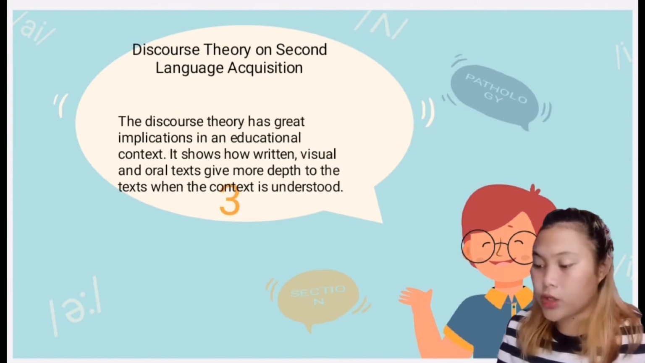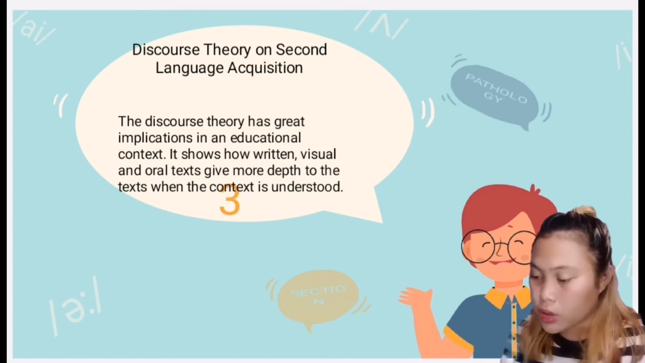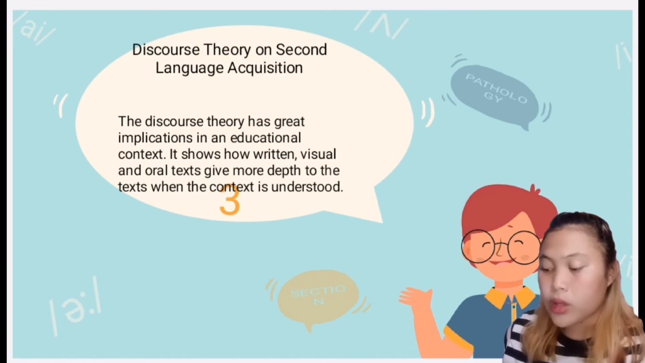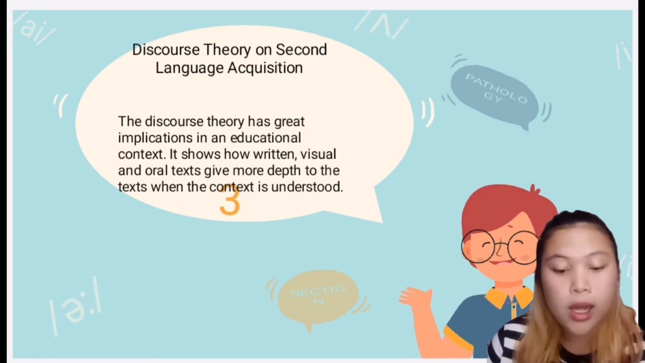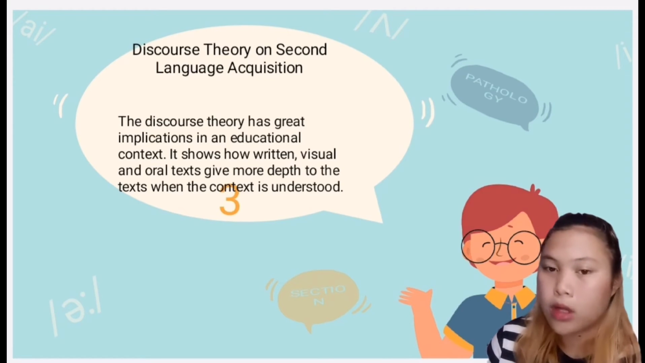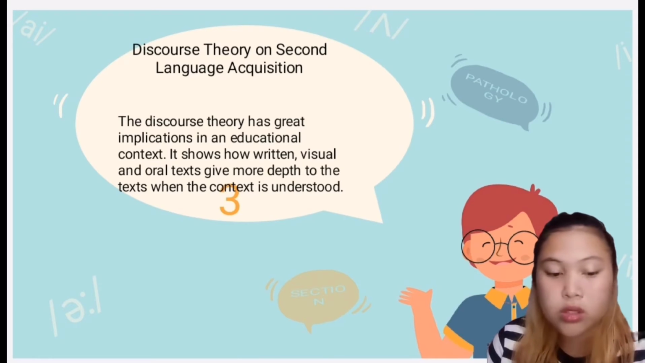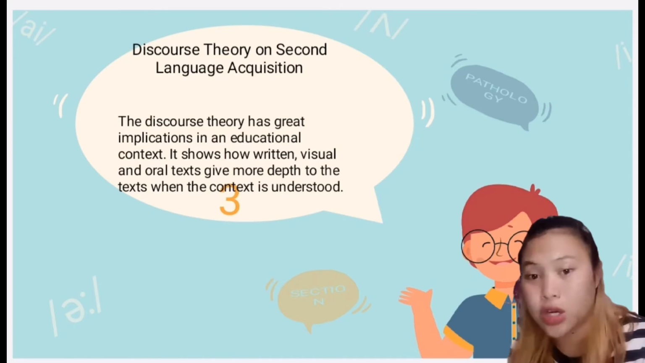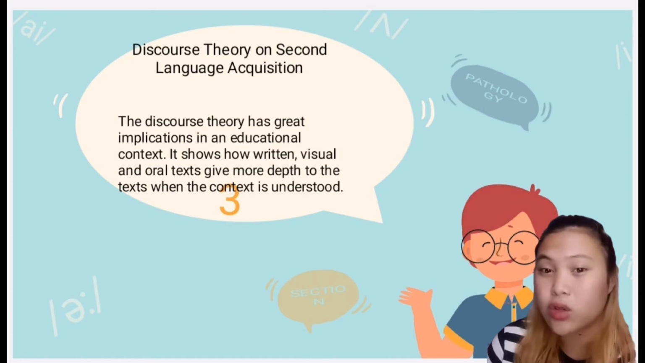Discourse theory and second language acquisition. The discourse theory has great implications in an educational context. It shows how written, visual, and oral text give more depth to the text when the context is understood. It has great implications in educational context. Just like, for example, our professors. They gave us understandable notes or lectures. It's not just our professors, but all the teachers who made the modules, they organized them well.